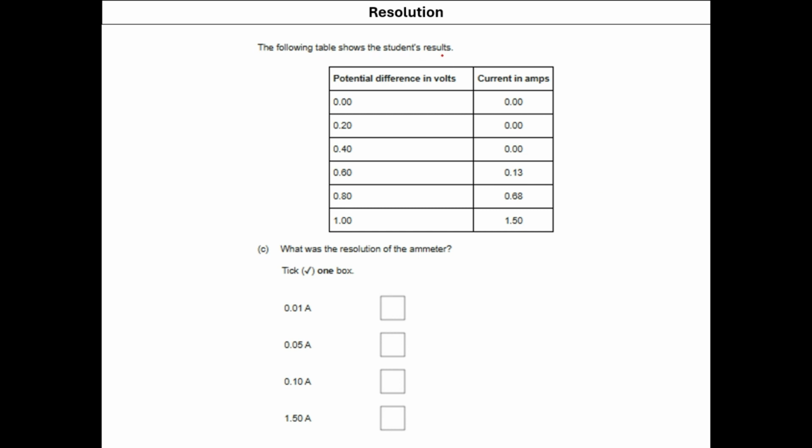So the table shows the students' results. What was the resolution of the ammeter? Well, current in amps, so I've got to look at this column. Ammeters measure current, so I'm ignoring this column. I'm only bothered about this one. Now, the resolution, remember, is what does it count up in? Well, all I have to do is look at the number of decimal places. 0.00. So the smallest thing it could have measured is 0.01 because that's how many decimal places it has. So I can tell that's my resolution.